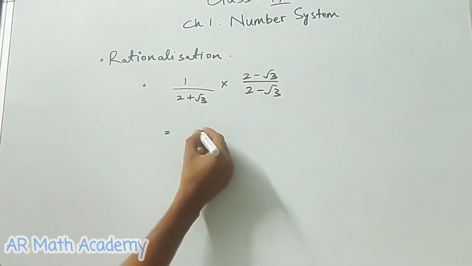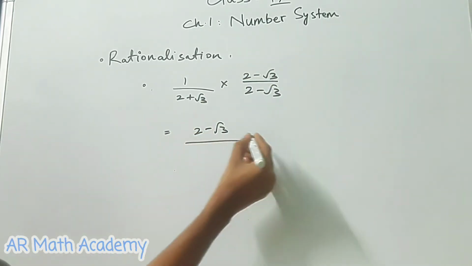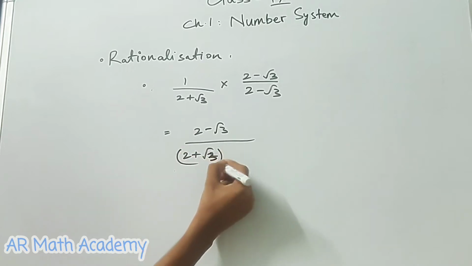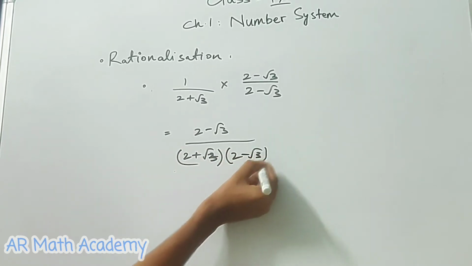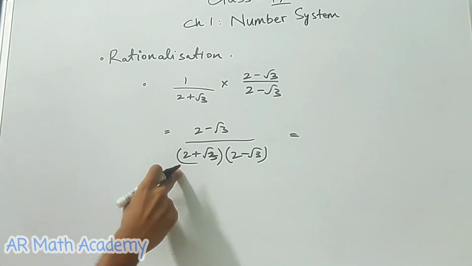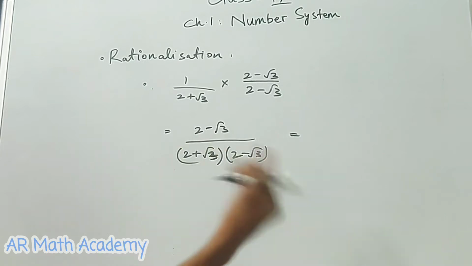Ultimately when you multiply the numerators, you will get 2 minus root 3, right? 1 into 2 minus root 3 is 2 minus root 3. And for the denominators, just simply write the conjugate and the original one: 2 plus root 3 times 2 minus root 3. Now what form does this look like? It looks like the form a plus b times a minus b. Now a plus b into a minus b is a square minus b square.